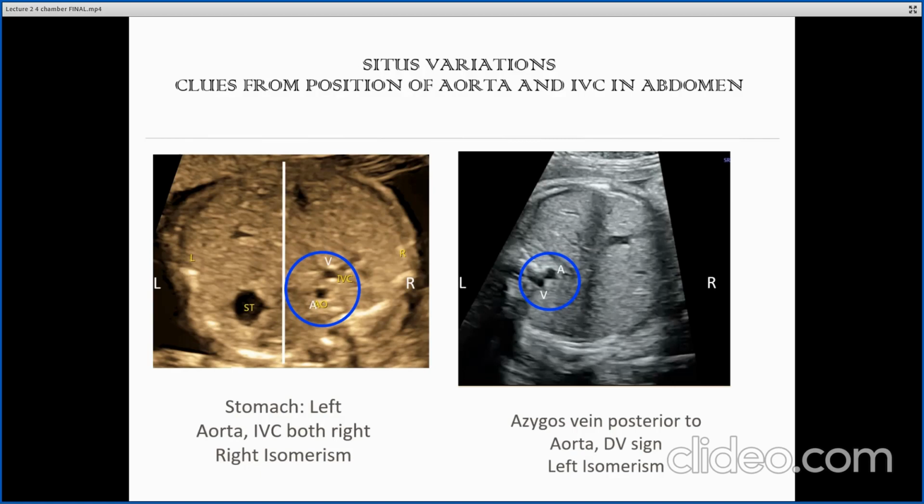These are not the only abnormalities found in these isomeric hearts. They have variations in the four-chamber view in the form of typically complex AV septal defects. Outflow tracts could be abnormal. The pulmonary venous connections could be abnormal. But the first clue for the diagnosis of these complex anomalies comes from evaluating the position of the aorta and the IVC in the abdominal situs.